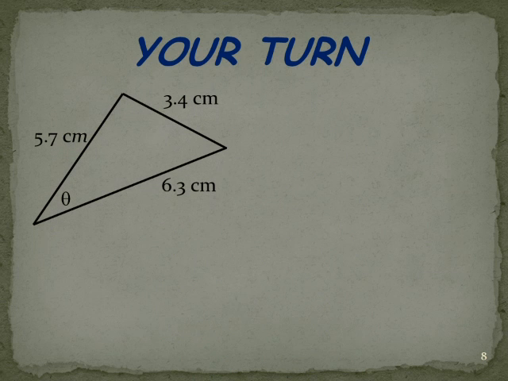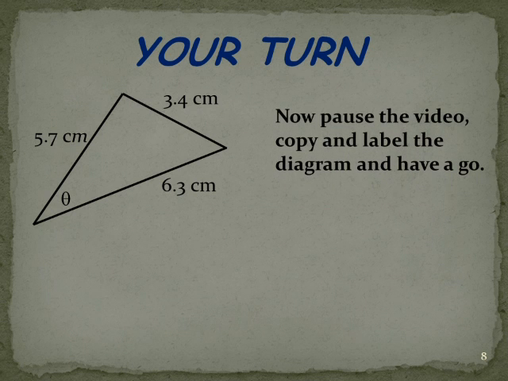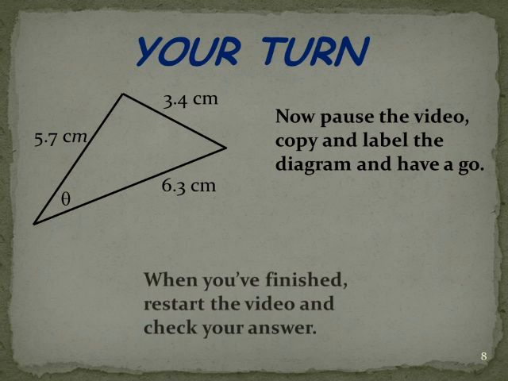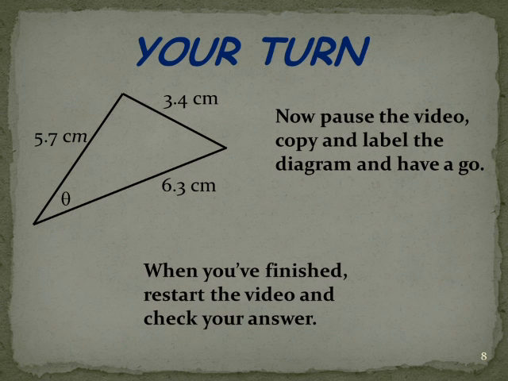Now I'd like you to have a go. Here's our diagram. We've got a triangle with three sides, and we want to find an angle. So I'd like you to pause the video, copy and label the diagram, and have a go. When you're finished, restart the video and check your answer against mine.